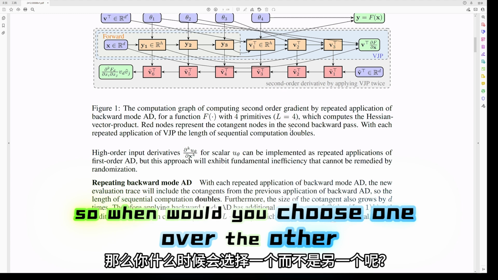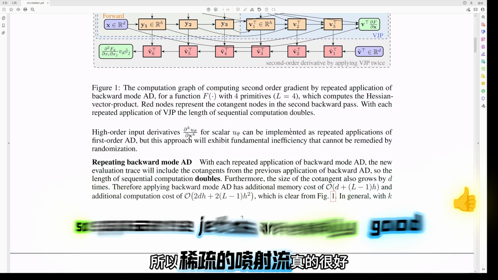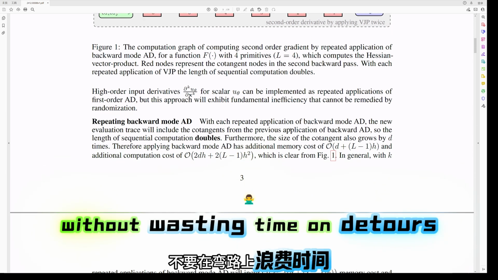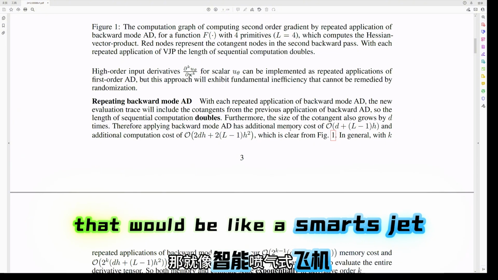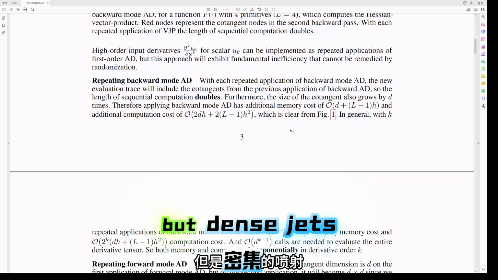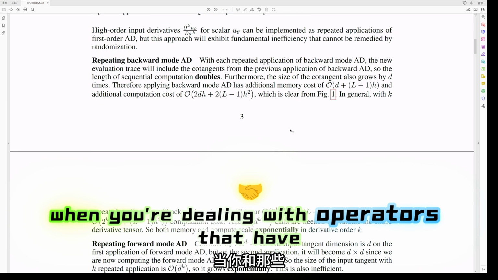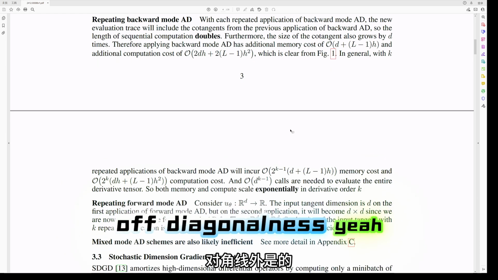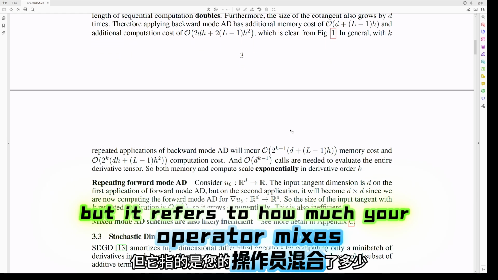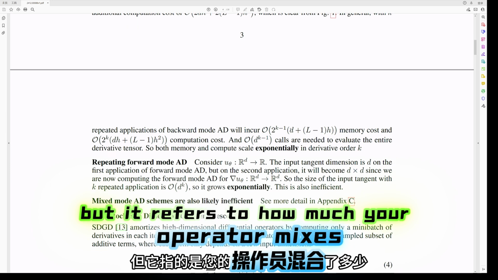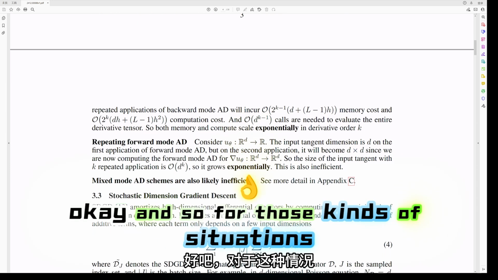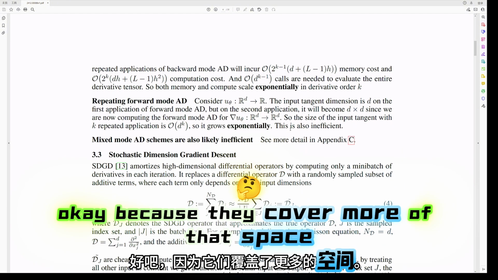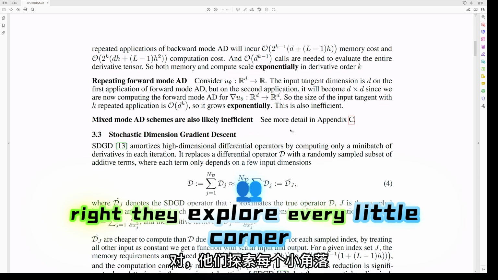So when would you choose one over the other? Sparse jets are really good when you want a good balance between those two. If you want to get the most out of your trip without wasting time on detours, that would be like a sparse jet. But dense jets come in handy when you're dealing with operators that have a high degree of something we call off-diagonalness. It's a mouthful, I know, but it refers to how much your operator mixes partial derivatives. For those kinds of situations, dense jets are going to be better because they cover more of that space. Right, they explore every little corner.